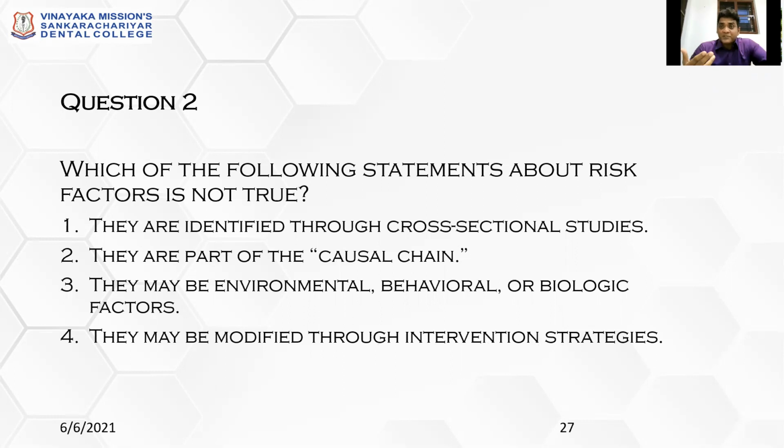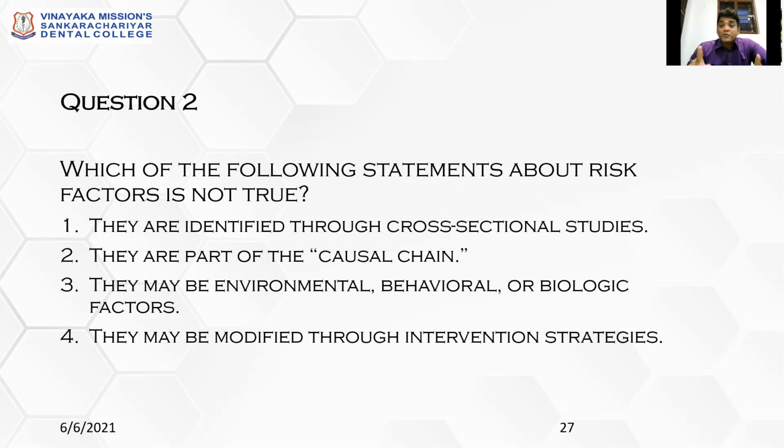The fourth one is true. If a patient is a smoker, we can counsel the patient and smoking can be quit. Or if the patient is hyperglycemic, with proper nutrition and a diabetologist we can control the glycemic level. So it can be modified. Risk factors may be environmental, behavioral, or biological factors, yes. And yes, it is part of a causal chain which we encounter in a life cycle.